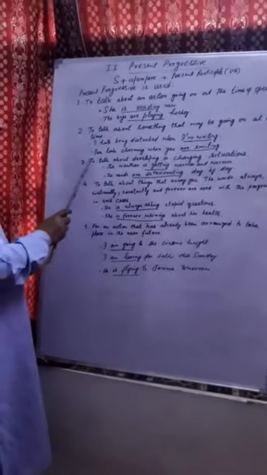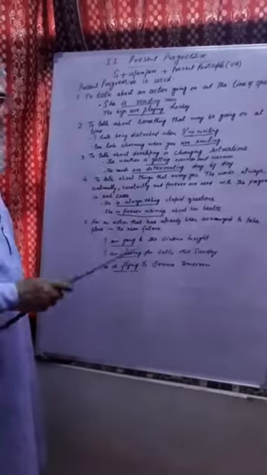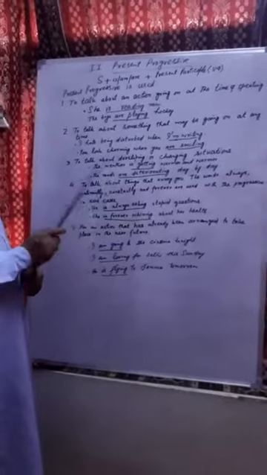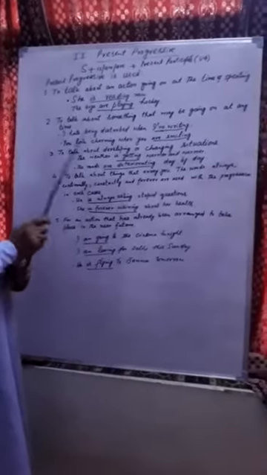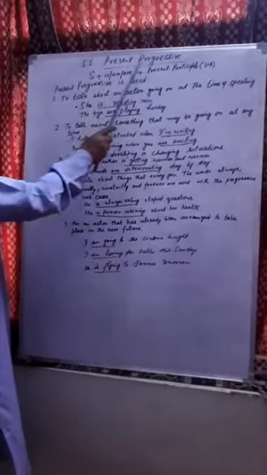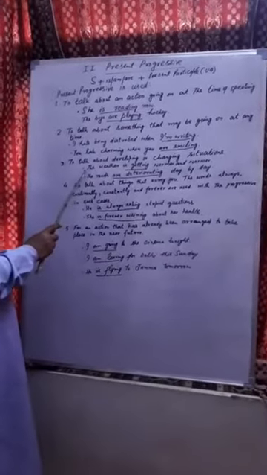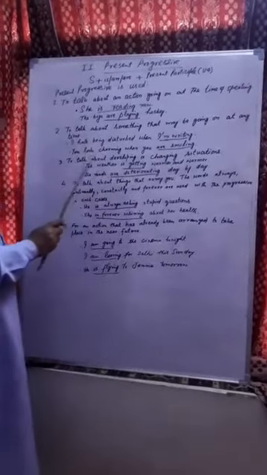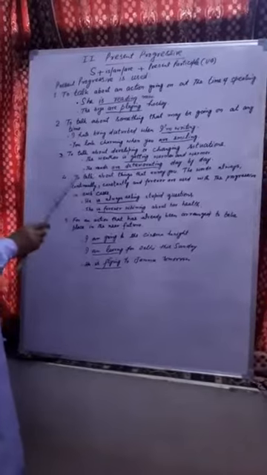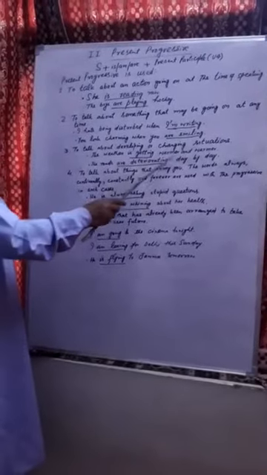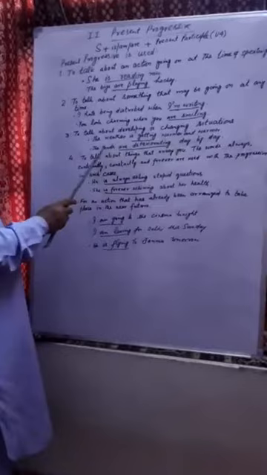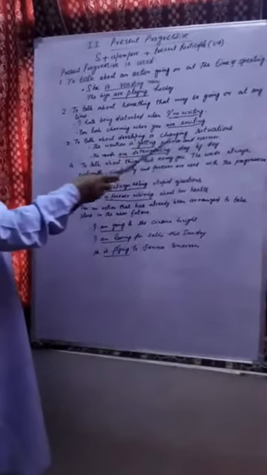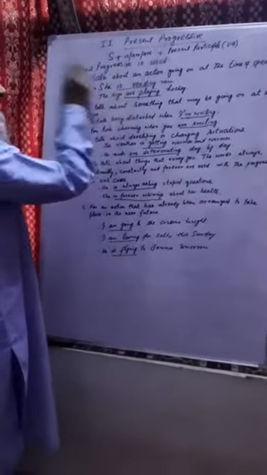Number three, to talk about developing or changing situations. Sometimes some situations develop or change, and in those cases, we also use present progressive. Example, the weather is getting warmer and warmer. It's a developing or changing situation. Another example, the roads are deteriorating day by day. And in these developing or changing situations, we always use the present progressive form.